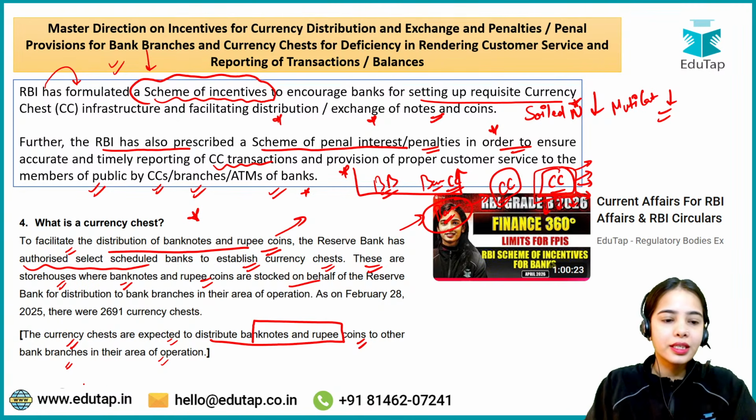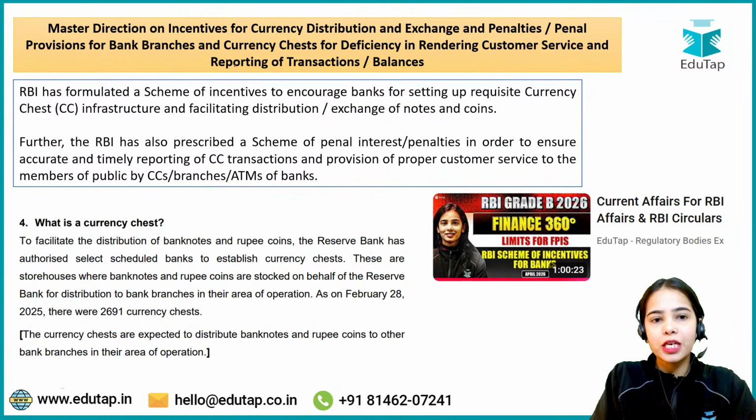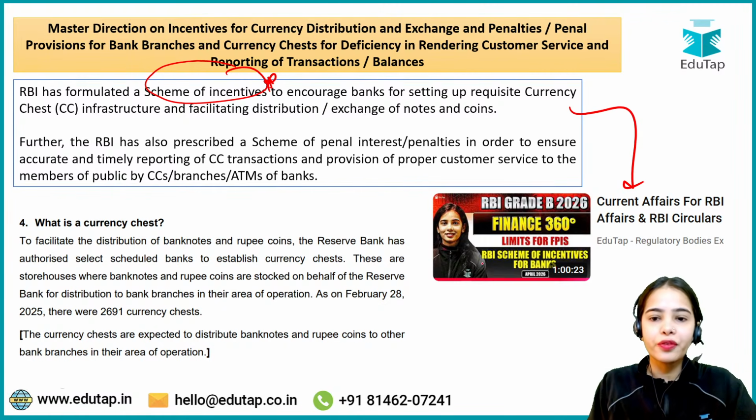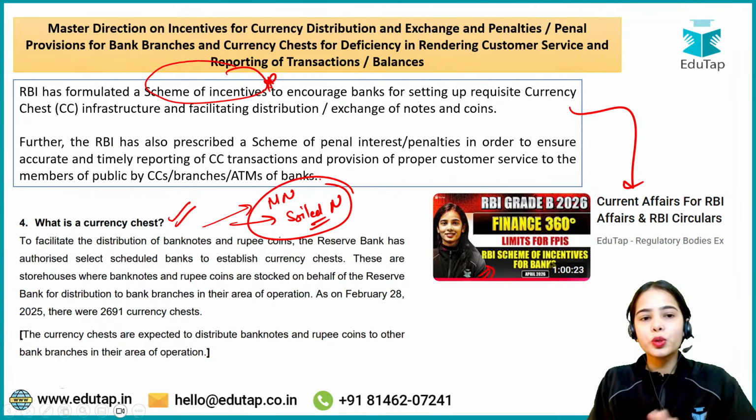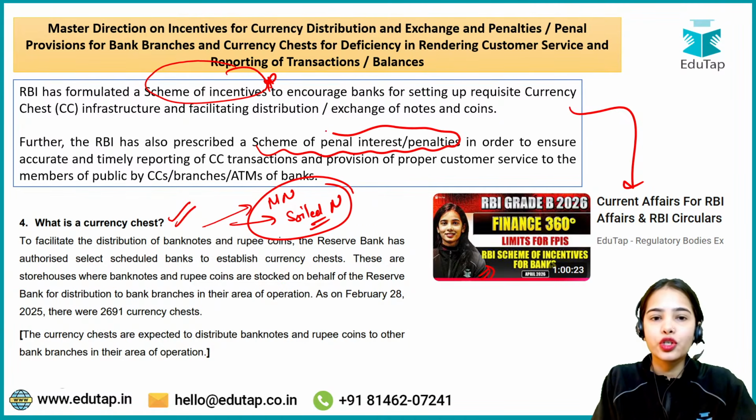Now we have started the session, we have started with the scheme of incentives, and we have discussed the scheme of incentives in the previous session, where we discussed the RBI scheme of incentives for the banks. Okay, so there we have discussed the currency chest in detail, where we have discussed the mutilated notes and the definition of the soiled notes in detail. So now let's proceed with the scheme of penal interest or penalties.